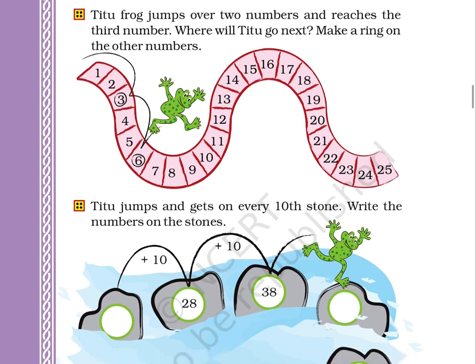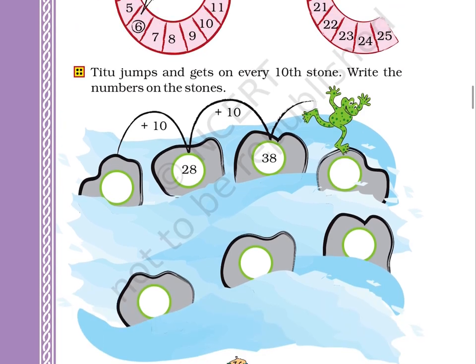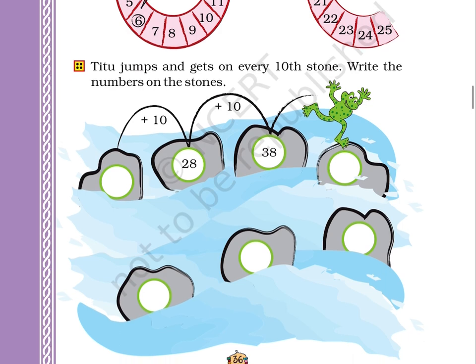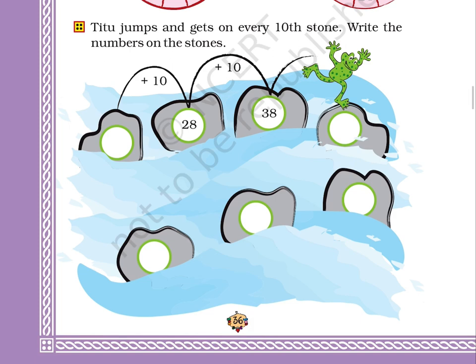Question 2. T2 jumps and gets on every 10th stone. Write the numbers on the stones. The picture shows 7 stones in the river and T2 jumping from the 3rd stone and landing on the 4th stone. The small 10 stones are not shown in the picture, but there is a curved line joining 2 stones with plus 10 written inside the curve, indicating that the distance between the 2 stones is equal to 10 stones.